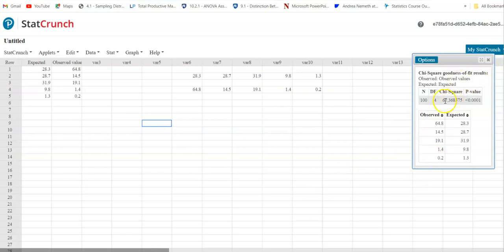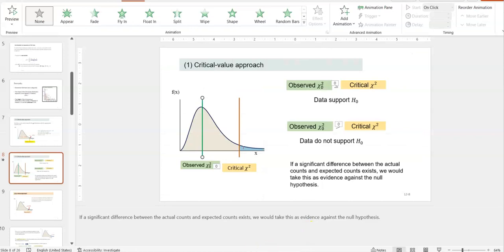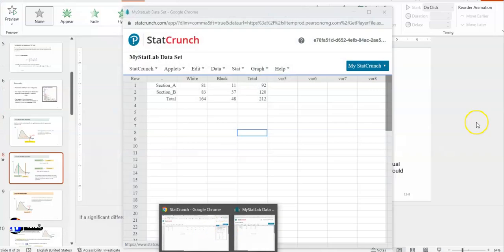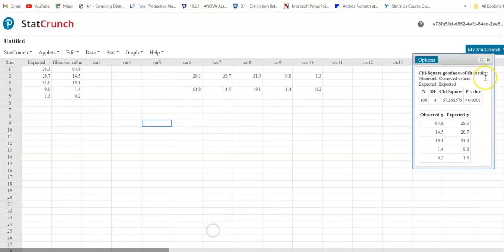So here we have the chi-square statistic and p-value. So it is less than 0.001, so you can accept it as 0. It's a very small value.